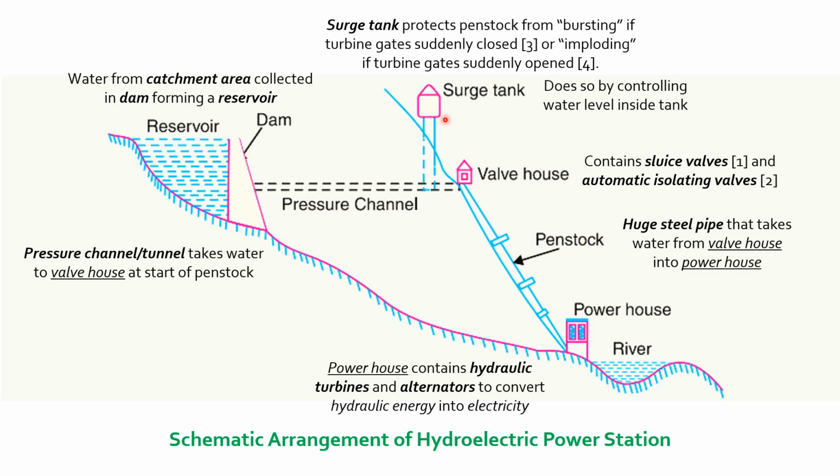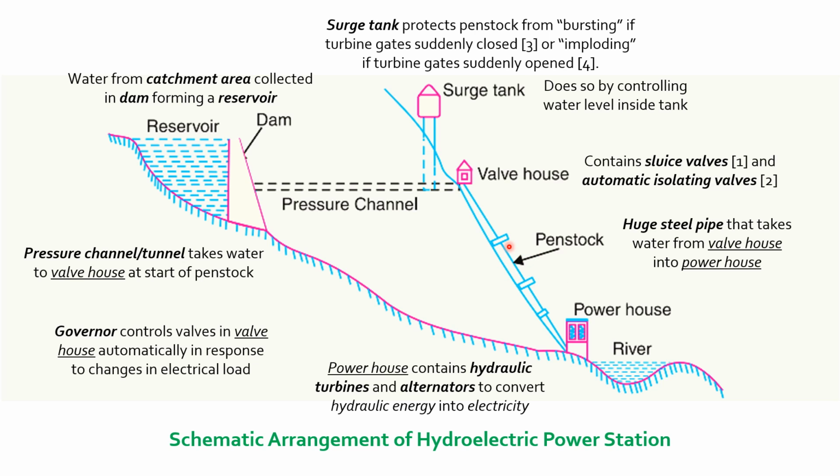So the water level inside this surge tank is allowed to fluctuate. If water is required in the pressure channel and in the penstock, then the surge tank provides this water. And if the pressure inside the penstock is too high, then water rises into the surge tank, and the pressure is relieved from the penstock.